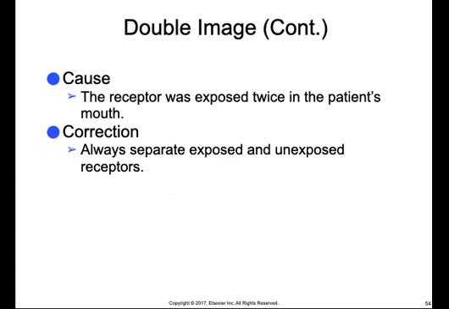So to avoid this double image, we want to always separate exposed and unexposed receptors. Once a receptor has been exposed, place it in a designated area, something like a disposable cup or a bag, away from the unexposed receptors. And if you're using PSP or phosphor plates, these PSP receptors must be totally erased before reuse to avoid a remnant image left behind on the plate from the previous use.